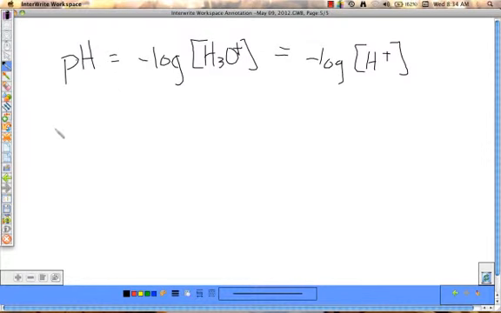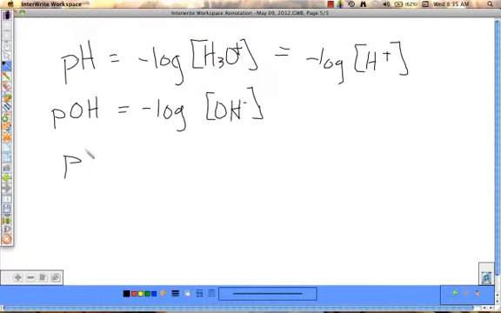pOH is the negative log of the hydroxide concentration. If I add those two together, what do you get? 14. You always get that. So if you know the pH, you should be able to find the pOH.